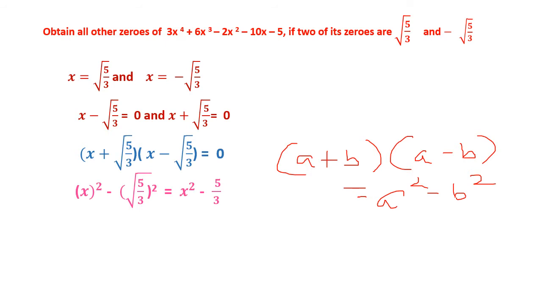Now just compare the general identity with the particular sum. Here a squared is equal to x squared. Here you can see x, it is x squared. And what about b squared? We know that b is root of 5 upon 3, so b squared will be square root of 5 by 3 whole squared. Now, when we take the square, you know that square root and square get cancelled. So what will remain? It will remain x squared minus 5 upon 3.